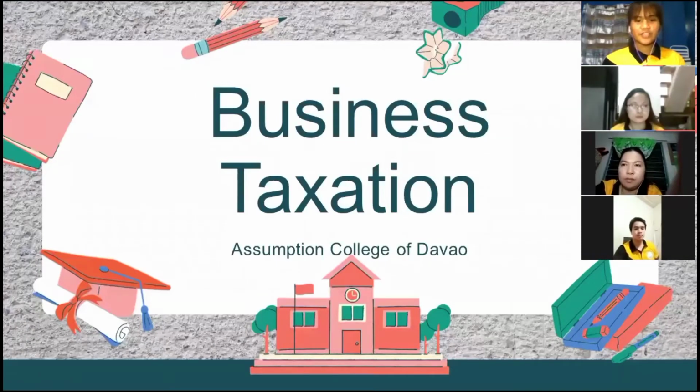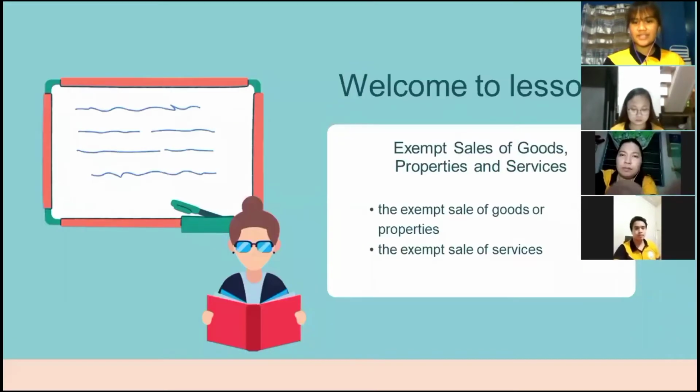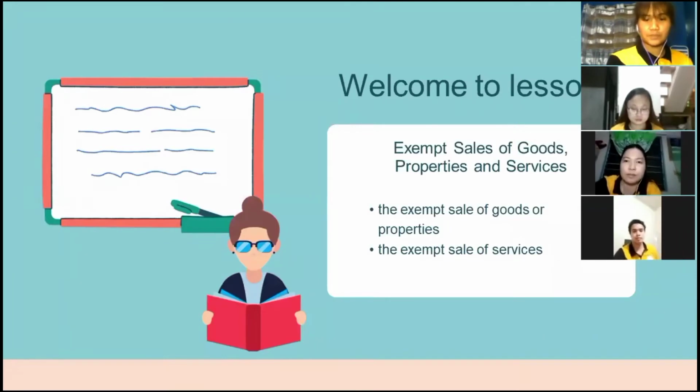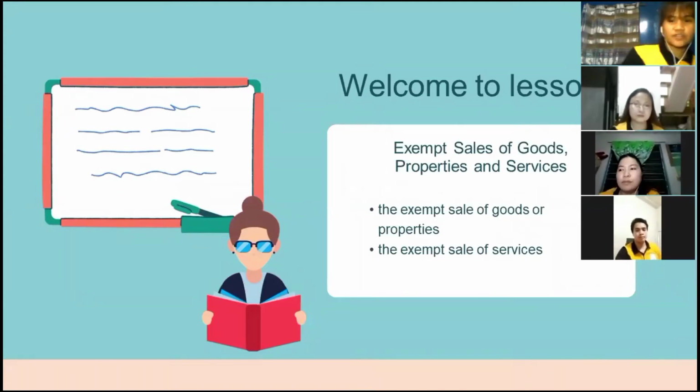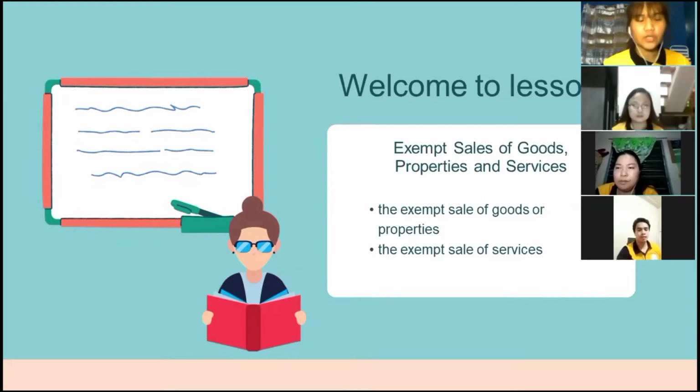And now we are in lesson 3, and it's all about the exempt sale of goods, services, and properties. First, let us define what is exempt sale. The exempt sale is the consumption of goods or services from domestic sellers. And we all know that exempt sales are not subjected to VAT and the percentage tax.